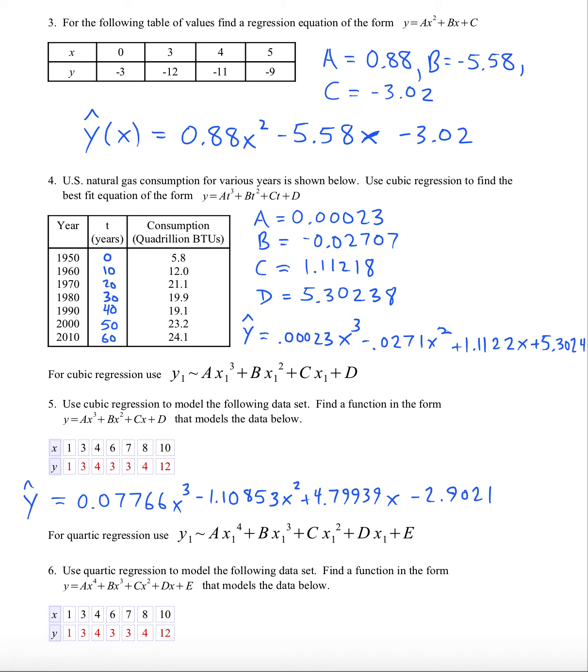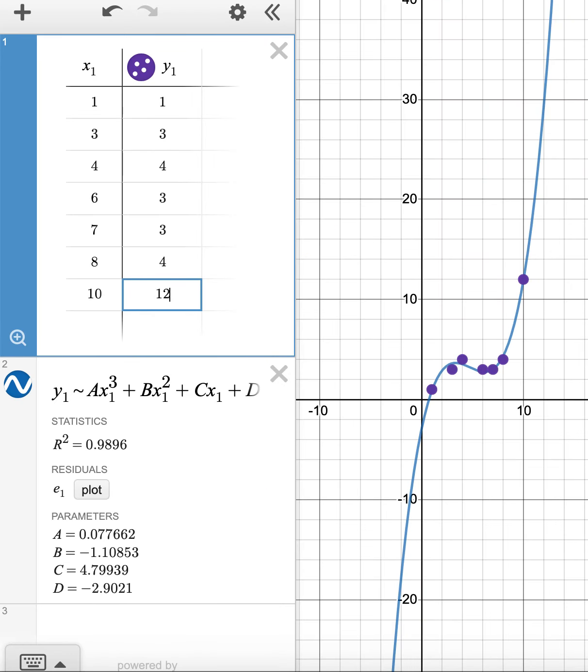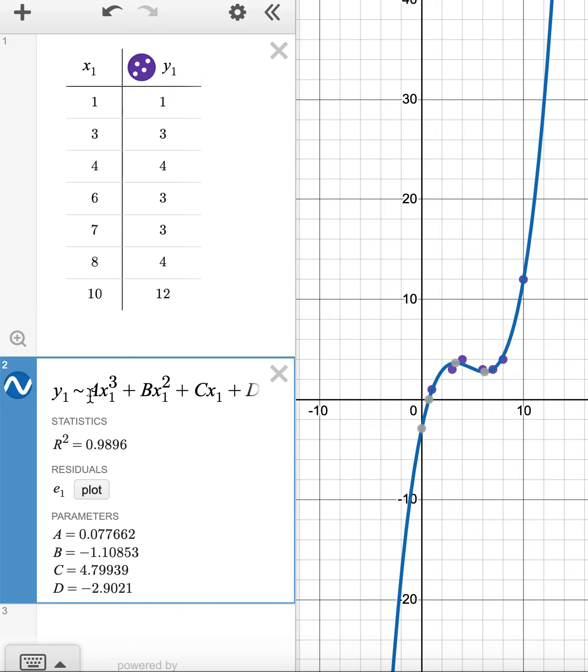The last one is quartic regression. That's got an x to the 4th term as well. And it's actually the same data set, so we can see which one is actually a better fit by looking at that r squared value. The r squared for cubic regression was 0.9896. Now let's add that extra term.